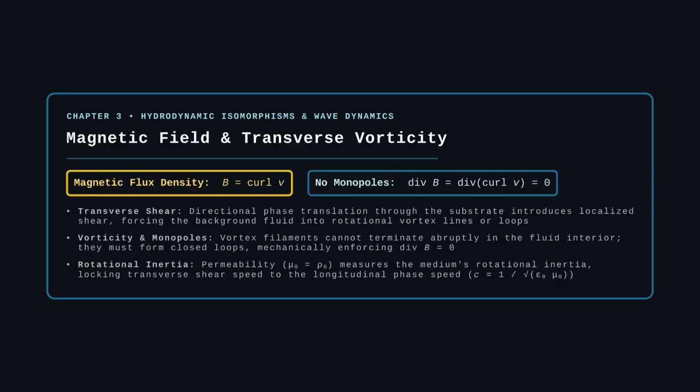Because magnetic fields represent rotational vorticity, they satisfy the vector identity: divergence of B identically equals the divergence of curl V, which equals 0. This provides a direct mechanical explanation for the absence of magnetic monopoles. A vortex filament cannot terminate abruptly in the interior of a fluid. It must form a closed loop or extend to a boundary. The vacuum permeability, mu0 equals rho 0, measures the rotational inertia of the medium, locking the transverse shear speed to the longitudinal phase speed via c equals 1 divided by the square root of epsilon 0 times mu0.